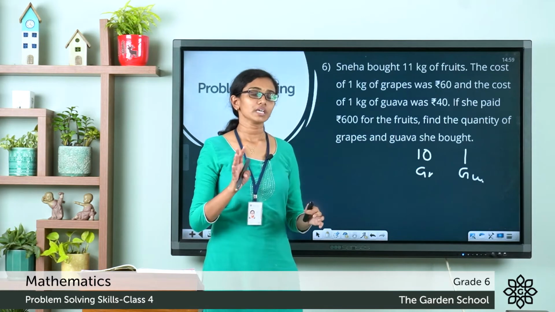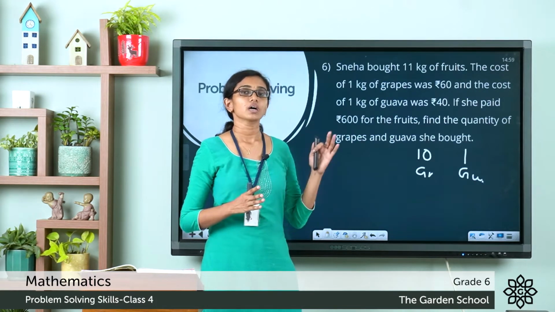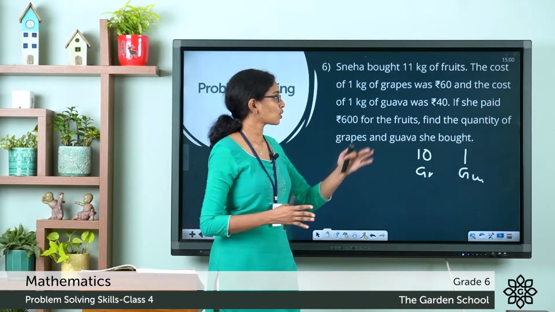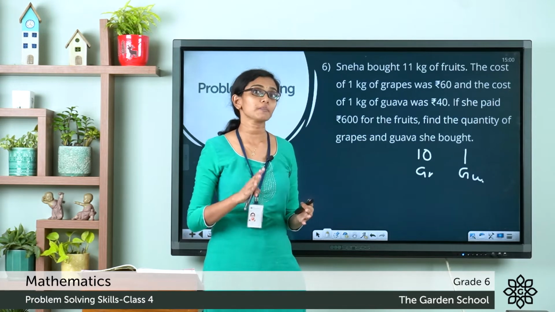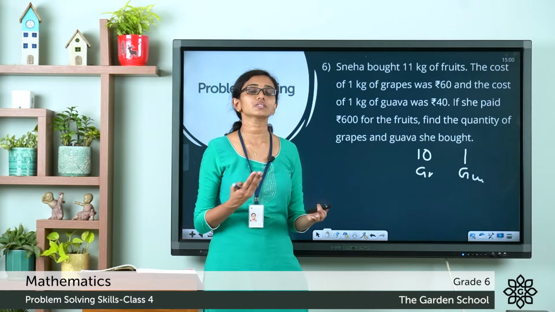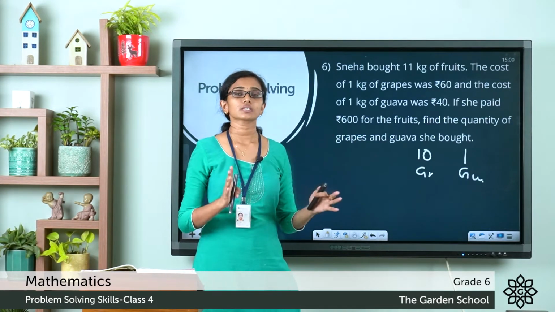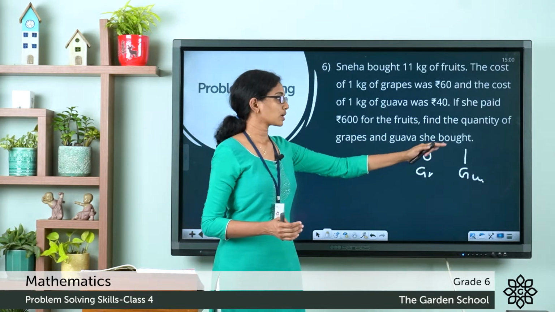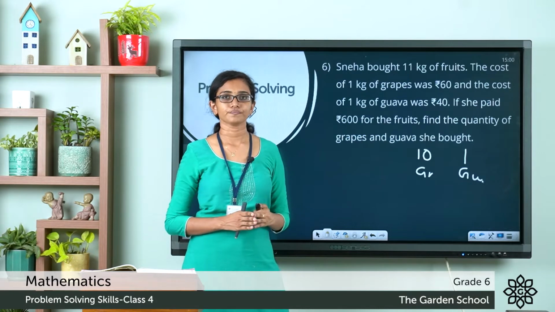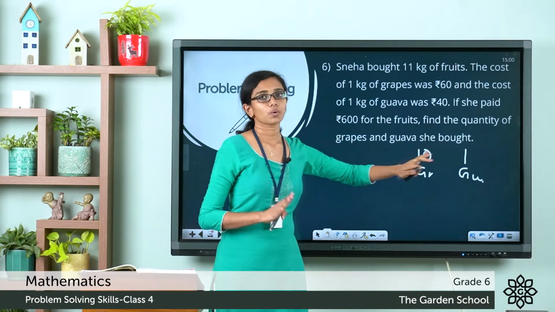Now, if she bought 10 kg of grapes, what would be the cost of 10 kg of grapes? We are told 1 kg of grapes costs rupees 60. So if she buys 10 kg, that would be 60 into 10, which is equal to rupees 600. But the total amount she paid was only 600. So she cannot buy 1 kg of guava if she already paid rupees 600 for grapes alone. So we cannot take the combination of 10 kg plus 1 kg.